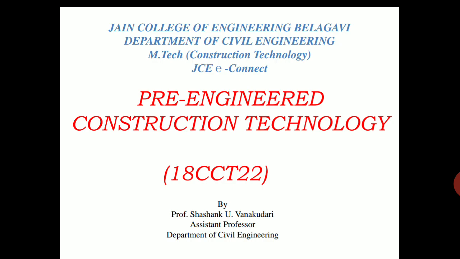This time I'm taking the Pre-Engineered Construction Technology subject, that is code 18CCT22. So, pre-engineered means what? Usually, whatever the structural components and structural members are in a particular building, that entire building's components are manufactured in the factory.